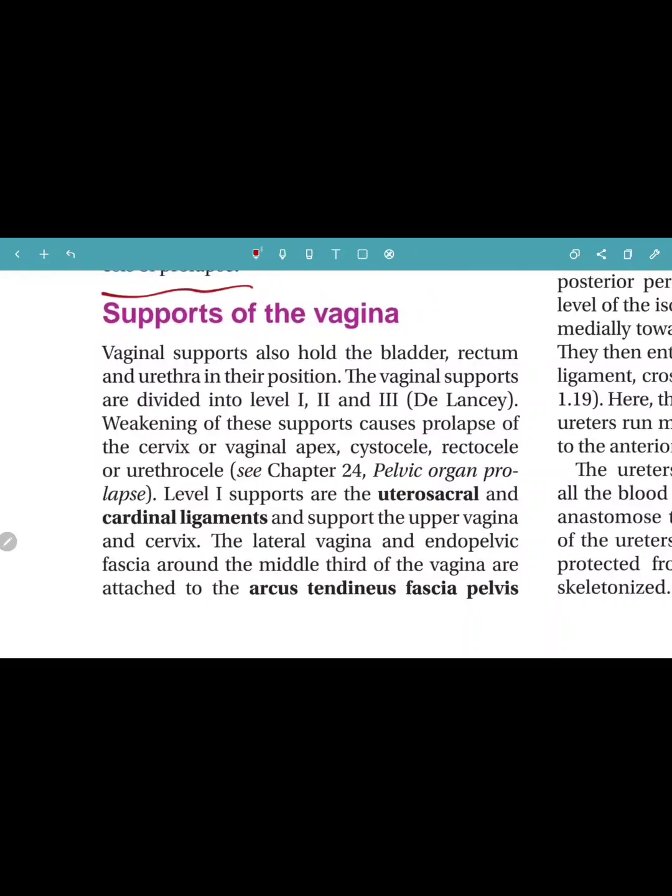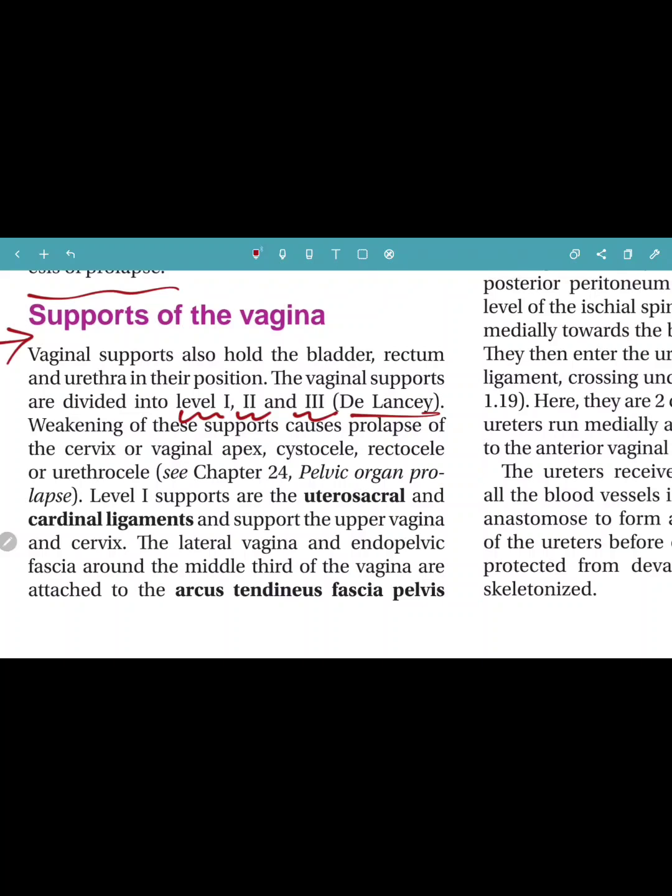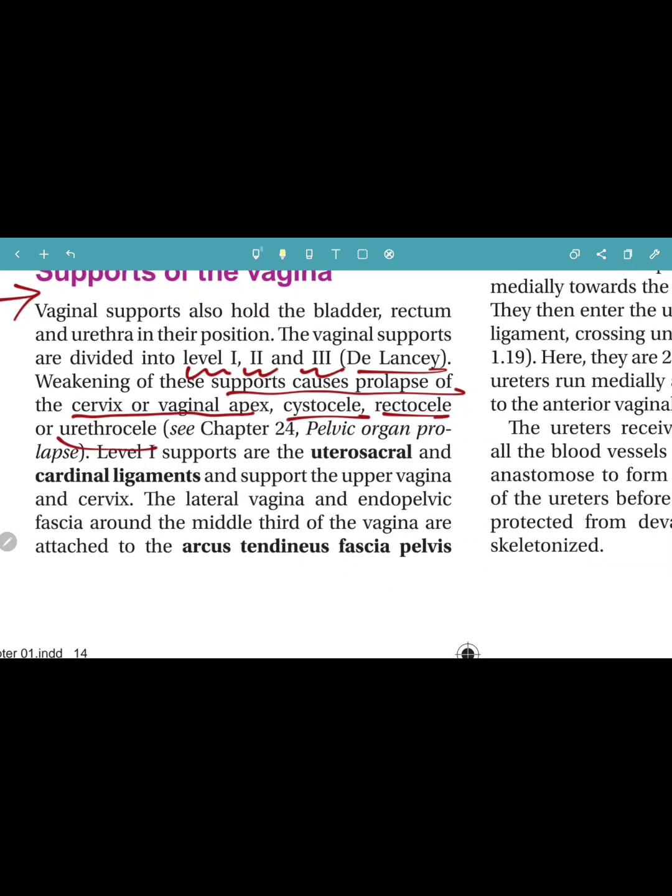Now let's look at the supports of the vagina. Vaginal supports also hold the bladder, rectum and urethra in their position. So the vaginal supports are divided into level 1, level 2 and level 3, DeLancey levels. Weakening of these supports causes prolapse of the cervix or vaginal apex, leading to cystocele, rectocele and urethrocele. Now pelvic organ prolapse.